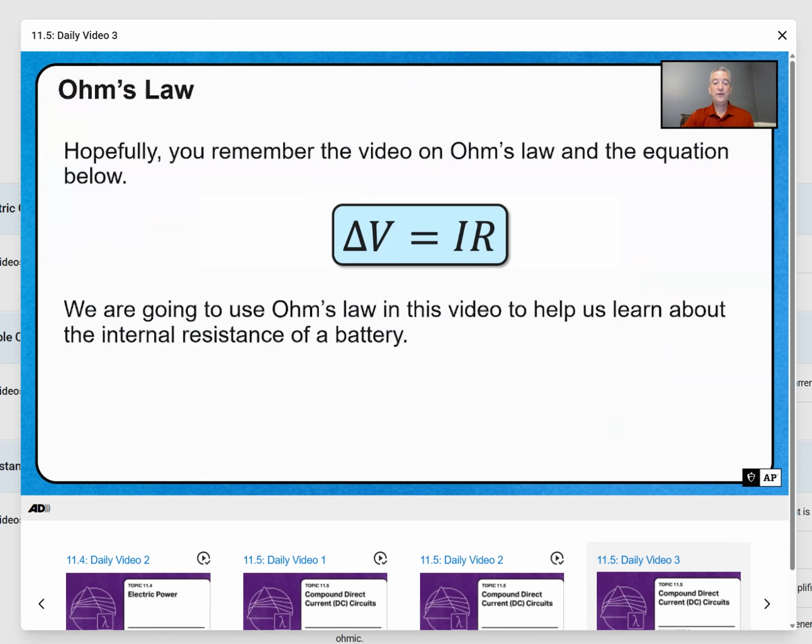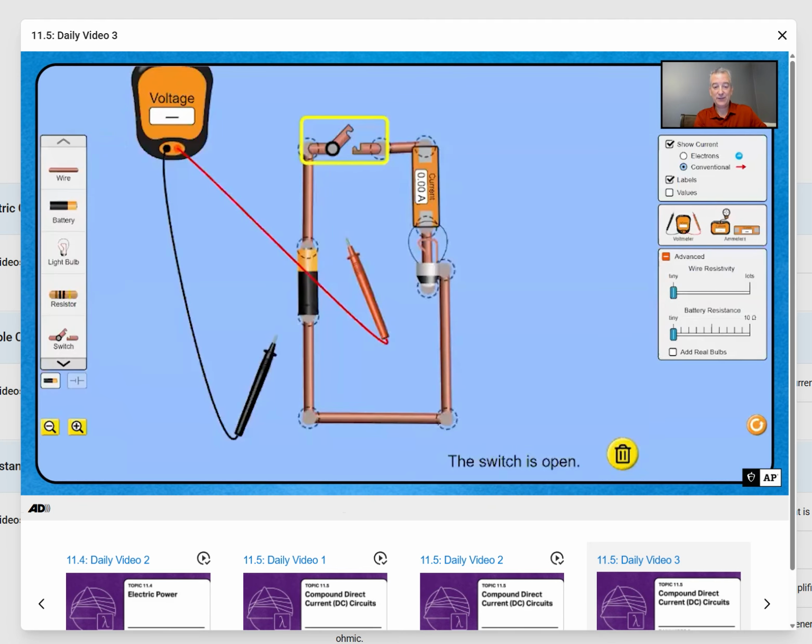Let's review. Hope you remember the video on Ohm's law and the equation below, V equals IR. In this video, we are going to use Ohm's law to help us learn about the internal resistance of a battery. Let's take a look at an example. As you can see in this circuit, we have a simple circuit. There is a battery, and a switch, and a light bulb. Since the switch is open, there is no current flowing through the circuit.